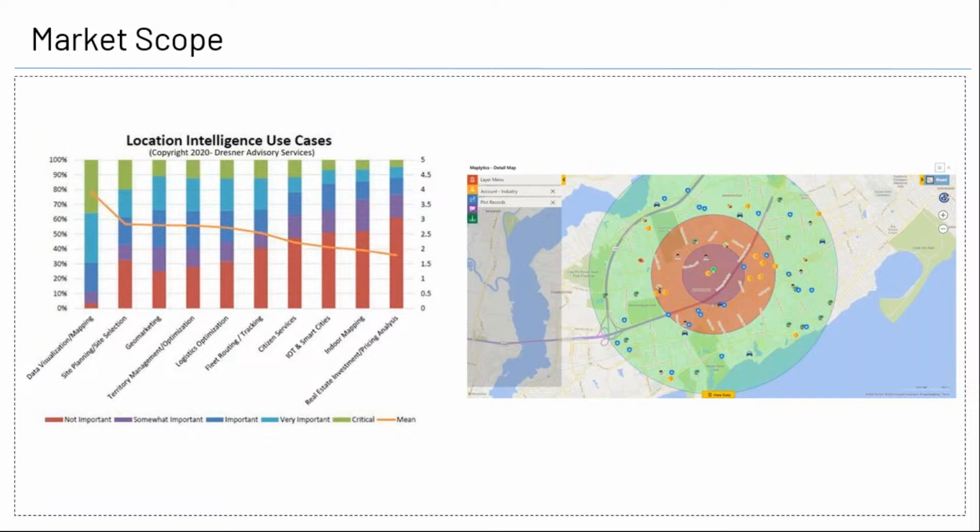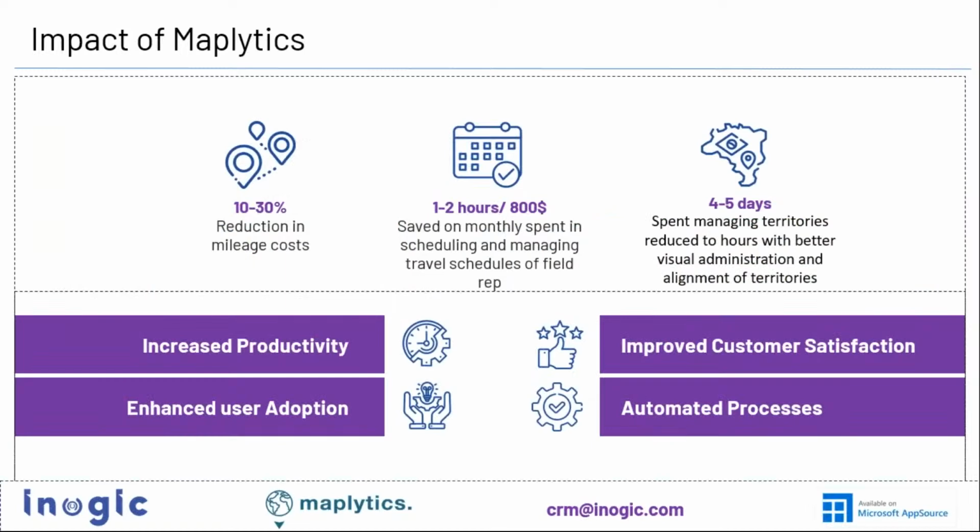Before we go through the various features that I'll be covering today, let's see a few examples of the impact of Maplytics on the business. With Maplytics in use, organizations are able to reduce mileage cost by 10 to 30%. And we all know how valuable it is to save fuel. Scheduling trips used to be a tedious process, but with Maplytics, people are able to save 1 to 2 hours daily. That amounts to about $800 each month.